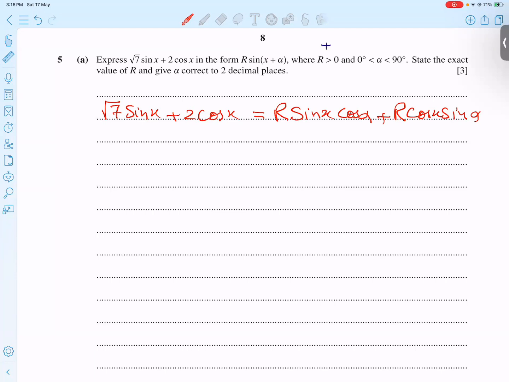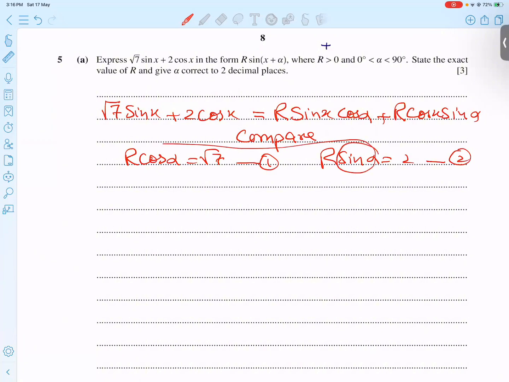Okay, now check it. This sine x is present on both sides. So this and this is called the coefficient of sine x on both sides. If I compare both sides, I get R cos alpha equal to root of 7. Same way for cos x, I get R sine alpha equals 2.